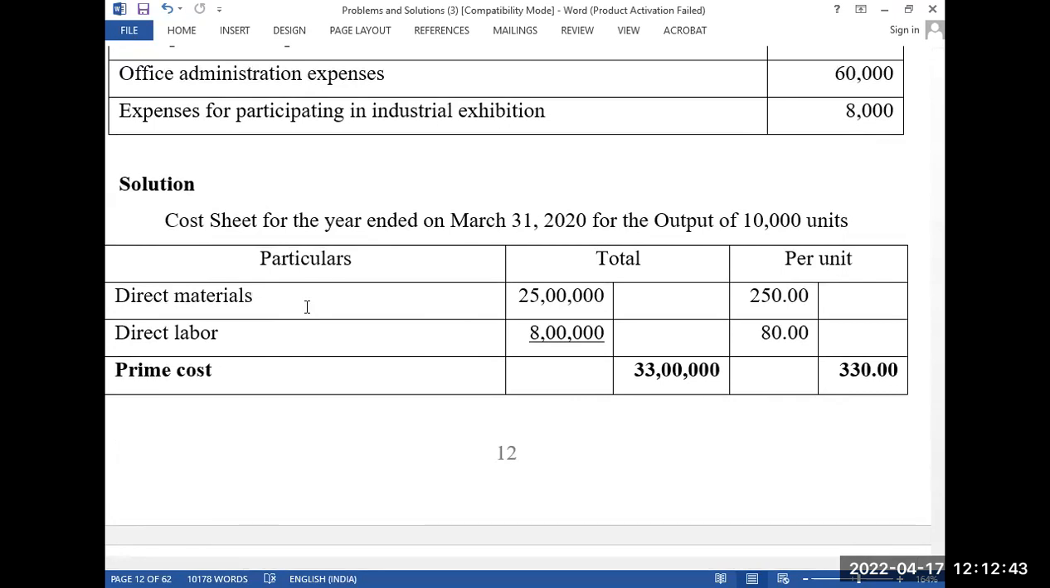So 33 lakh is the total prime cost to make 10,000 units. Then what is the per unit cost? 33 lakhs divided by 10,000 is equal to 330. Material wise and labor wise also I have taken the breakup of per unit. Okay.